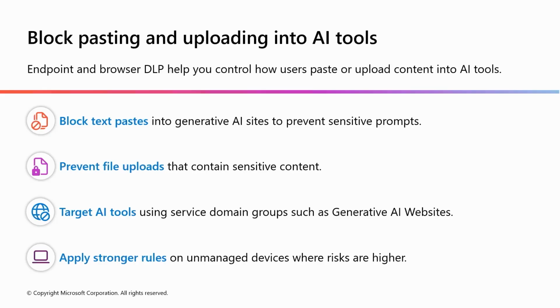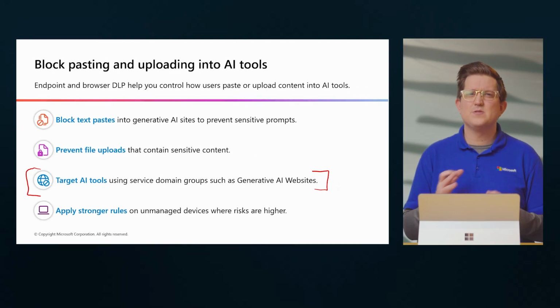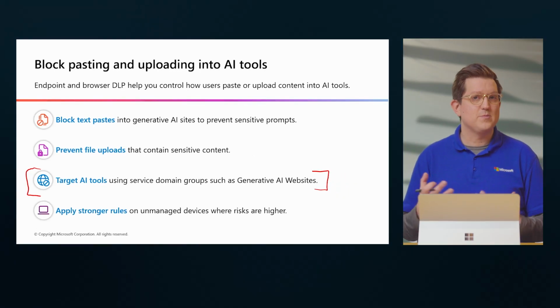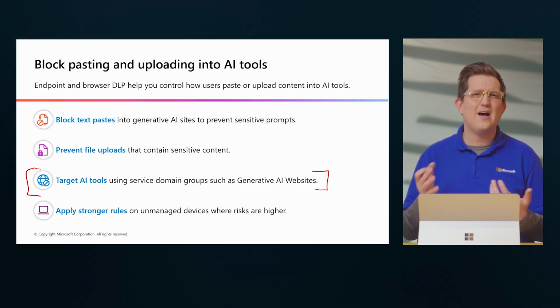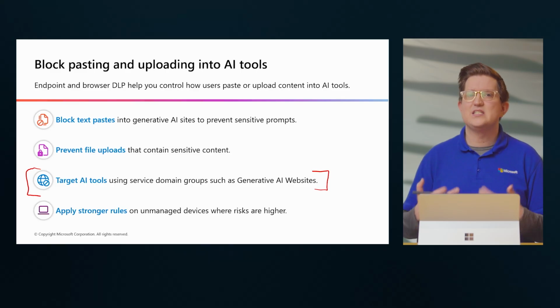Essentially, as long as you put the right controls in place, we can block the pasting of text and the uploading of files into locations that should not support that sensitive content. Make sure you go through and you target your tools correctly, though. Within the DSPM for AI toolkit, there is a specific section that helps you target just generative AI tools, even when they're outside Microsoft 365. These service domain groups, such as the generative AI websites, which are managed by Microsoft, give you an easy way to do this without having to have huge allow and block lists. So it's a great way to start.